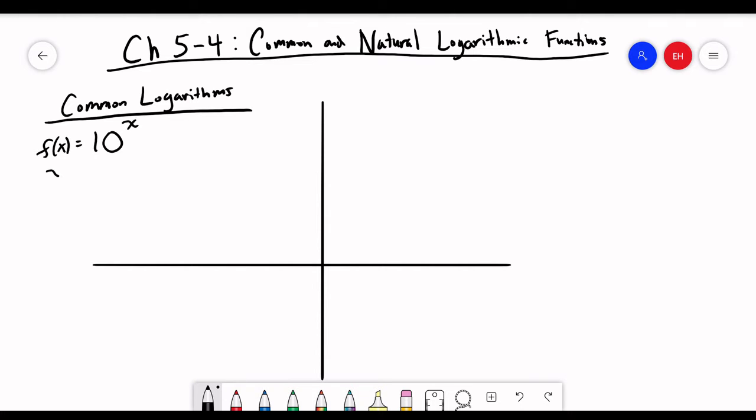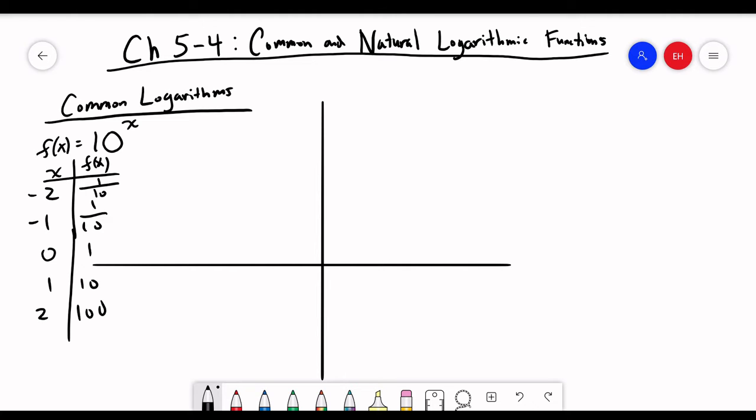I really like to connect logarithms to exponentials because logarithms are essentially inverse functions of exponential functions. So if we start with the exponential function f of x equals base 10 to the power of x, we'll just get a few points like 0, 1, 1, 10, 2, 100, negative 1 would be 10 to the negative 1 power, which is 1 over 10, and then negative 2 would give us 1 over 100.